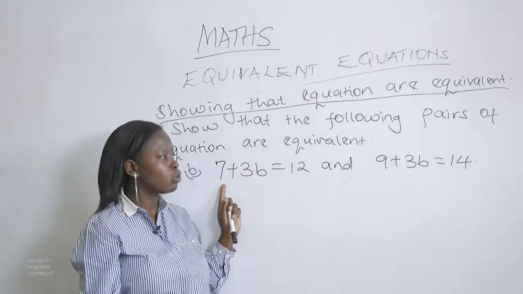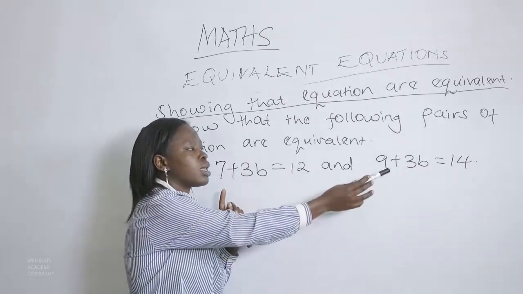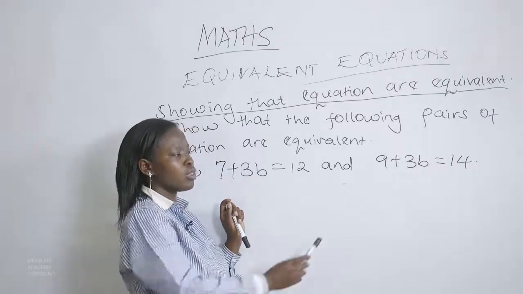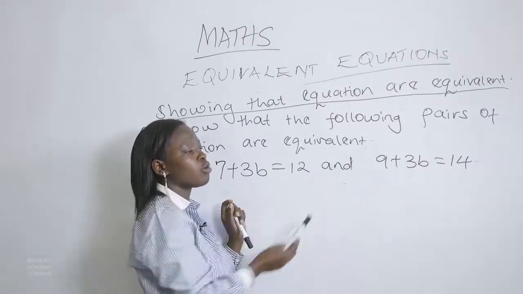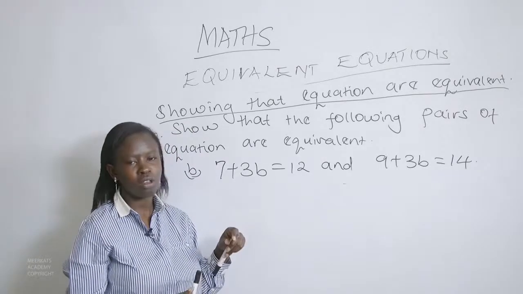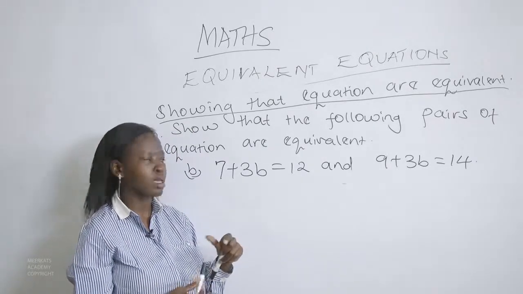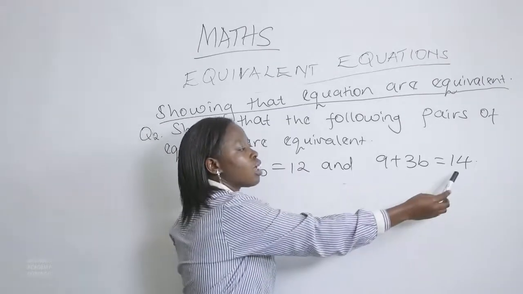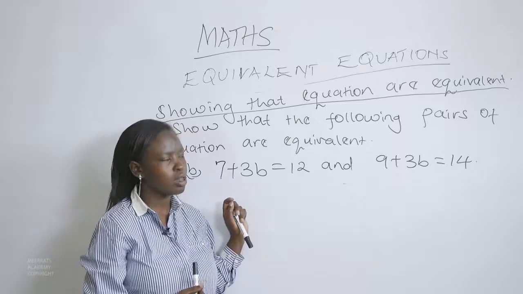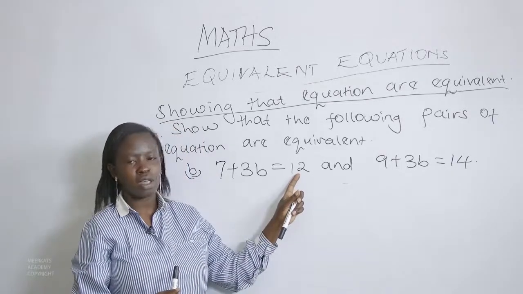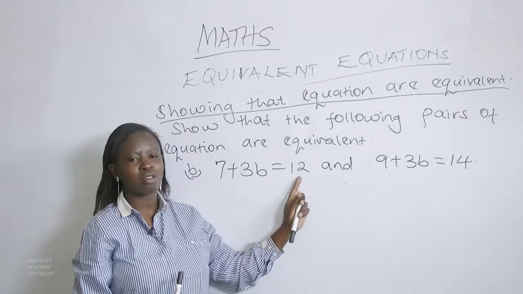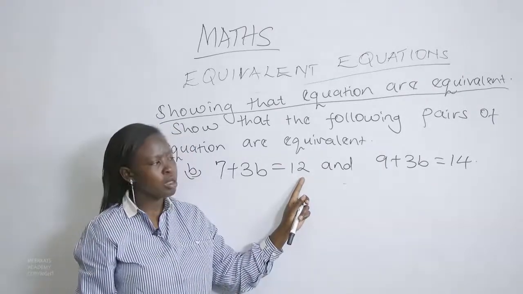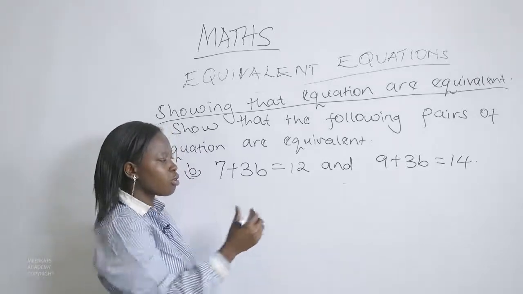So what do I do to get the 7 or to get the 9? We have two options. If I'm going to use the second equation, then for me to get 7 from the 9, we subtract 2 from that 9. And on the right hand side, I have 14 for the second equation. If I have to get the value on the right hand side for the first equation, then I'll simply subtract 2 from that second equation. So this is what we mean.